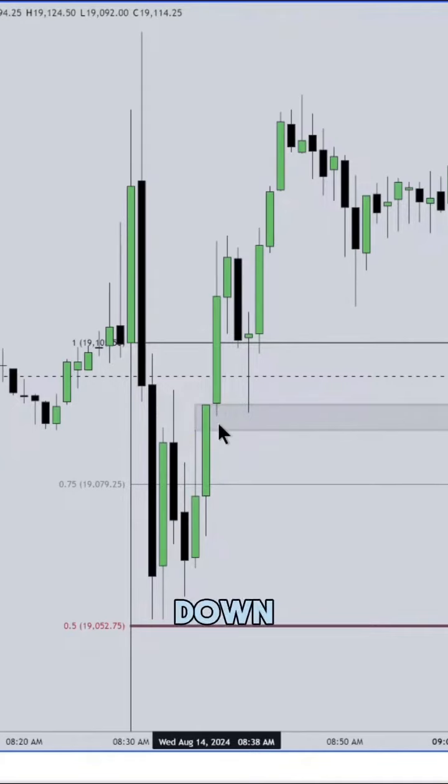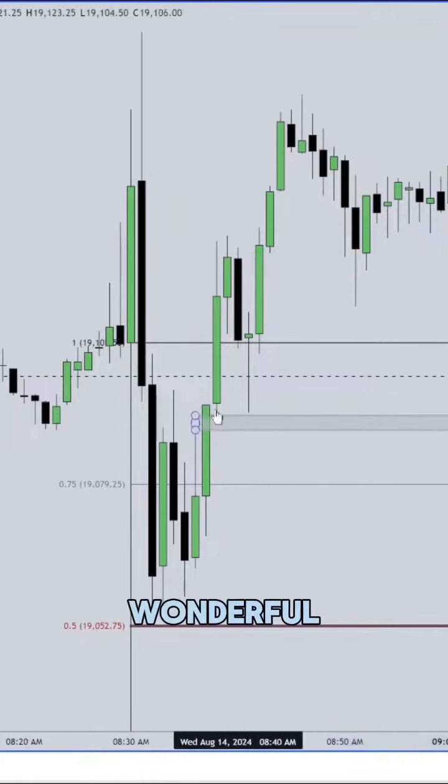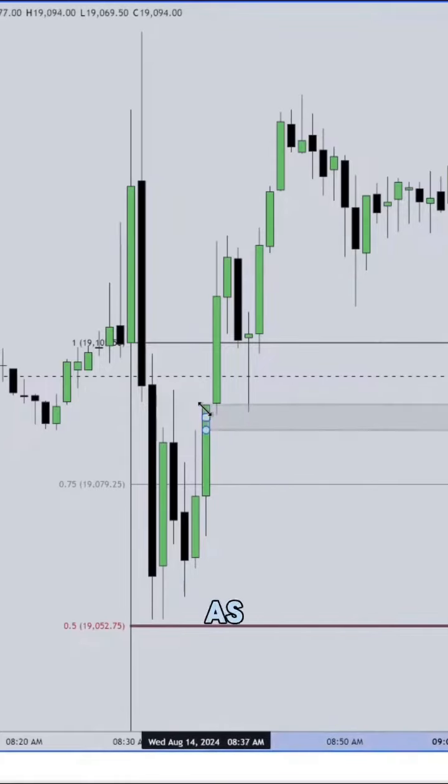Notice it doesn't even get down into that gap below right there where it was like this. There's nothing there. It's just a gap that stayed open. Yeah, wonderful. But that's not the narrative. The narrative is you have a balanced price range here inside of a fair value gap.